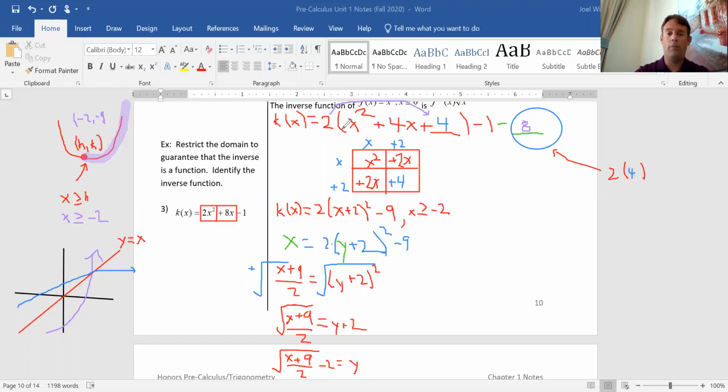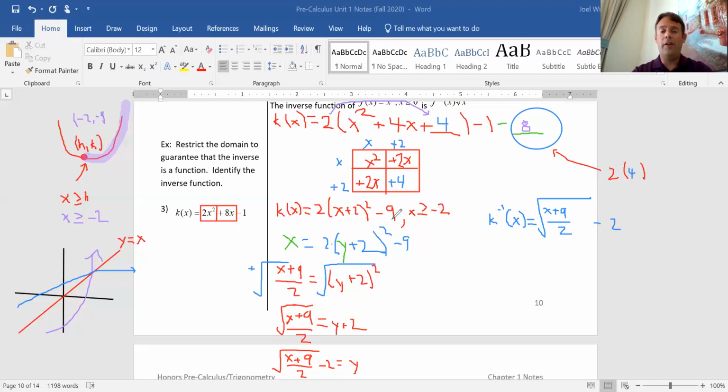So when I go to write my inverse function, I'm going to use my inverse notation. So instead of k of x for my regular function, for my inverse function, that would be k inverse of x. That says, all right, I'm no longer doing the original function, I'm doing the inverse function. And then I would write my equation, the square root of x plus 9 divided by 2, minus 2.